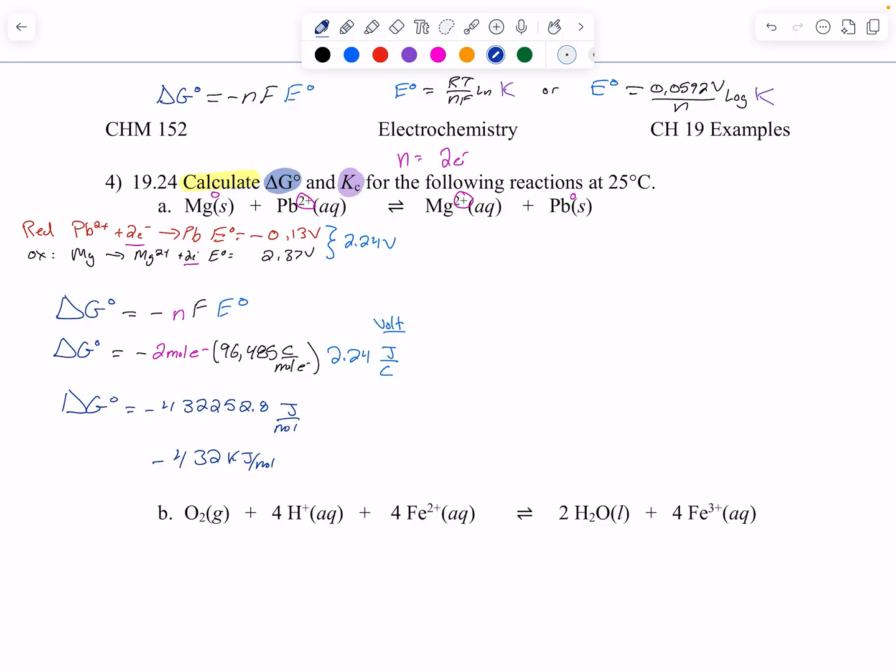All right, and then we have E and K. So E standard, sorry, equals, we can use the 0.0592 volts over n log K. So we get 2.24 volts equals 0.0592 volts all over 2 log of K. So that means 2.24 times 2 divided by 0.0592 gives us 75.6768.